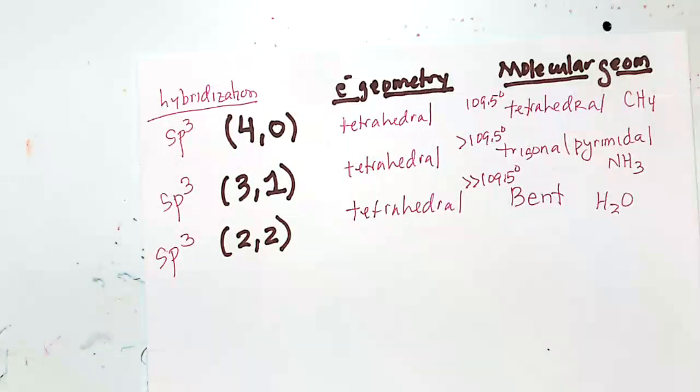All right. Now what can we do here? Let's do this here. That was 4 bonds and 0 lone pairs. Let's do 5 bonds, okay, and 0 lone pairs.